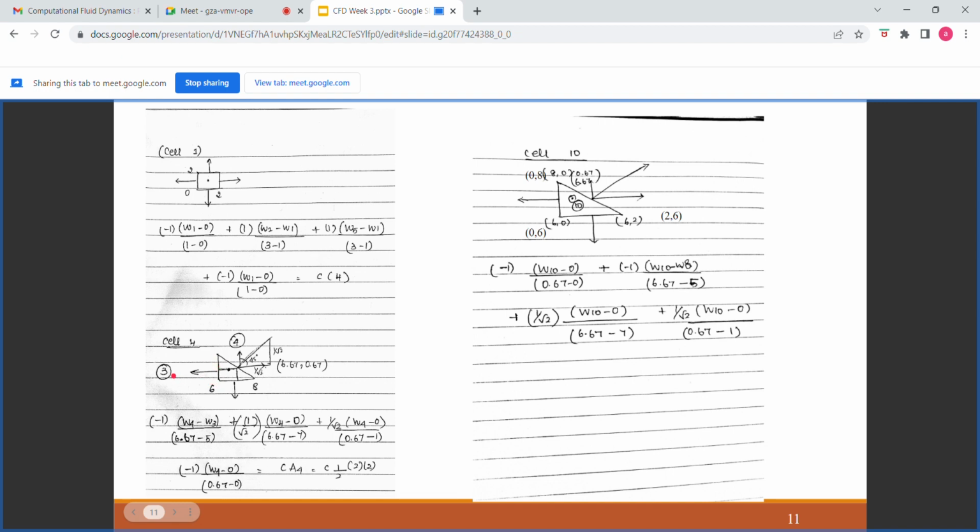For this cell and this cell, we can easily write it. This cell is in the negative x direction, so it is minus 1. This is cell 4, W4 minus, this is cell 3, W3. The midpoint of this cell is 6.67 minus the midpoint of the adjacent cell, which is 5. That is 6.67 minus 5. Similarly, for the bottom cell, we can write W4 minus 0, because there are no cells at the bottom, and the midpoint would be 0.67 minus 0, and it would be minus 1.